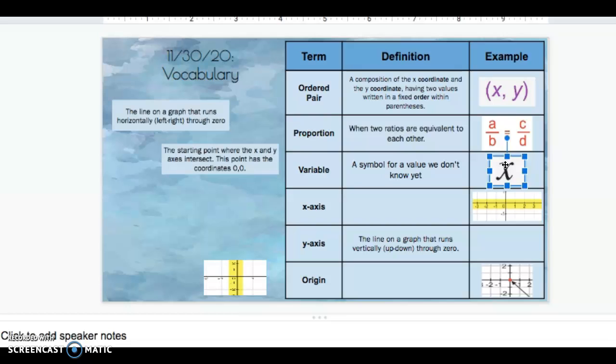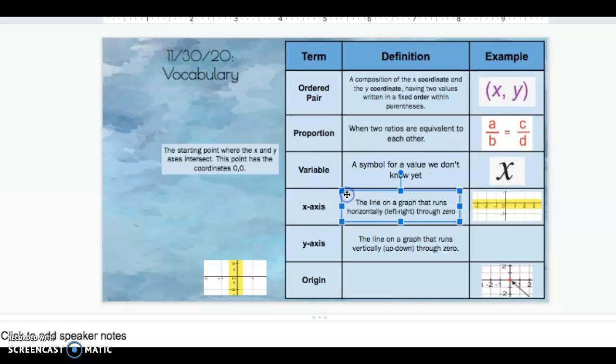Your x-axis is the line of the graph that runs horizontal from left to right. And your y-axis is the line that runs vertical, up and down. So that would be this image, up and down. And your point of origin is where you always start on the graph, which is always 0, 0.